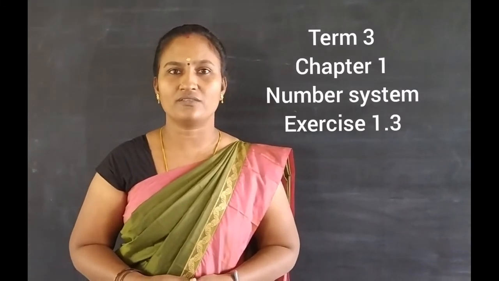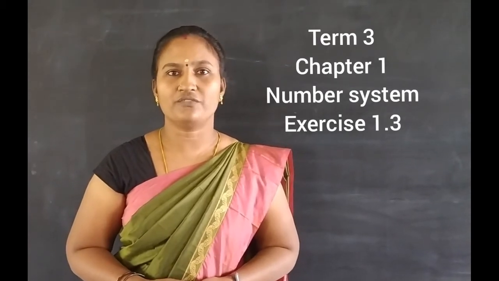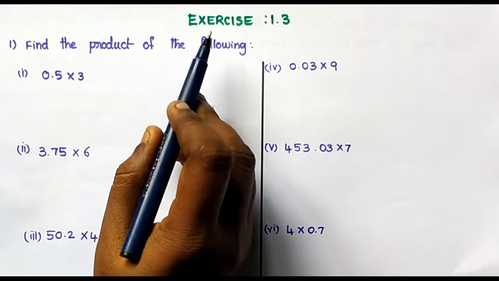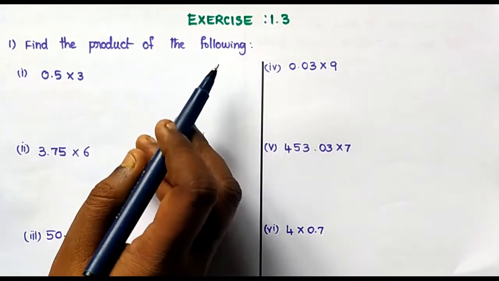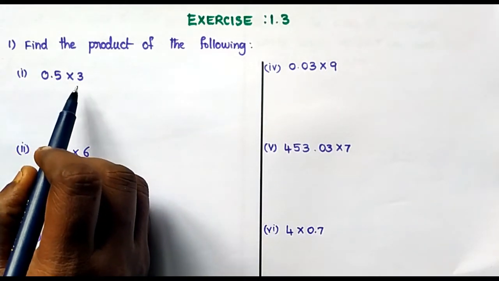Now we are going to solve exercise 1.3. Here we discuss the multiplication of decimal numbers. Let us get into the session. Look at this exercise 1.3. First question, find the product of the following. First one, 0.5 into 3.